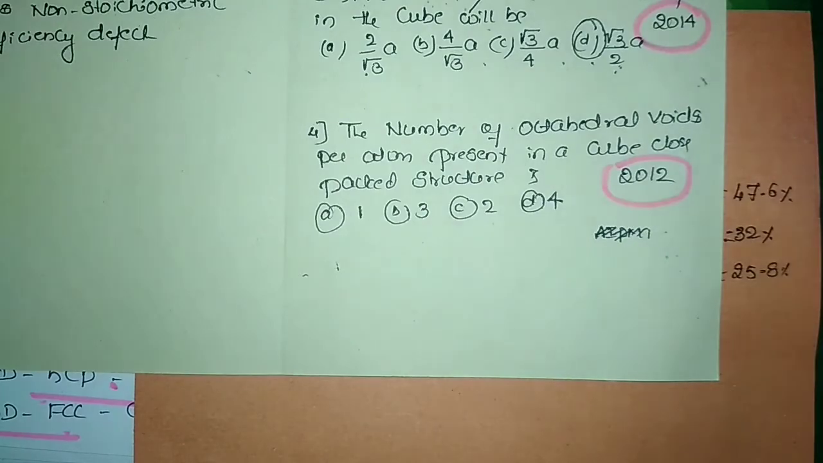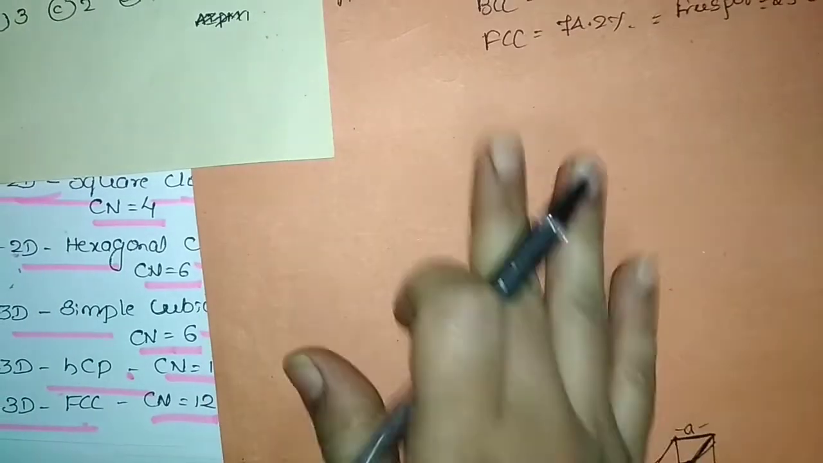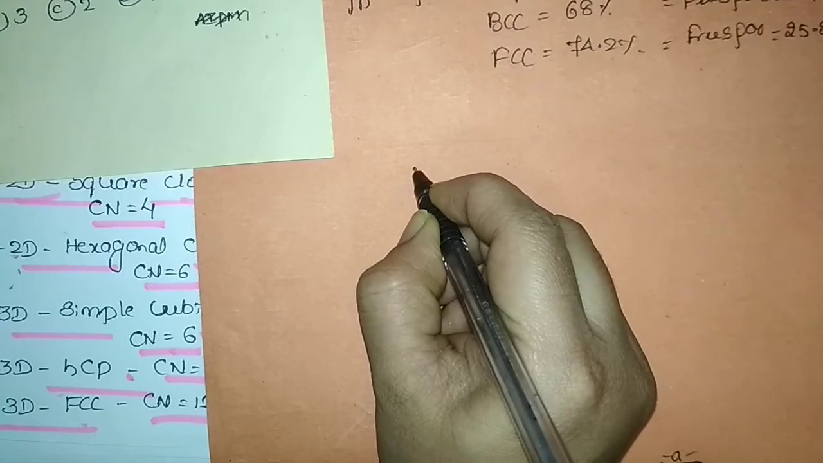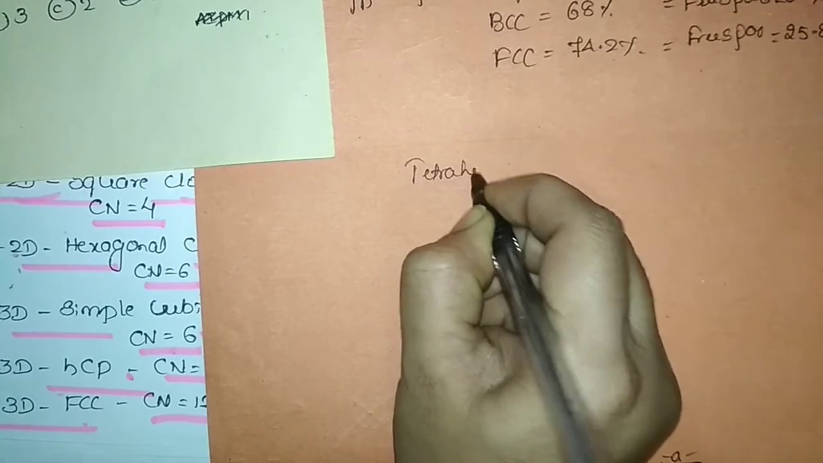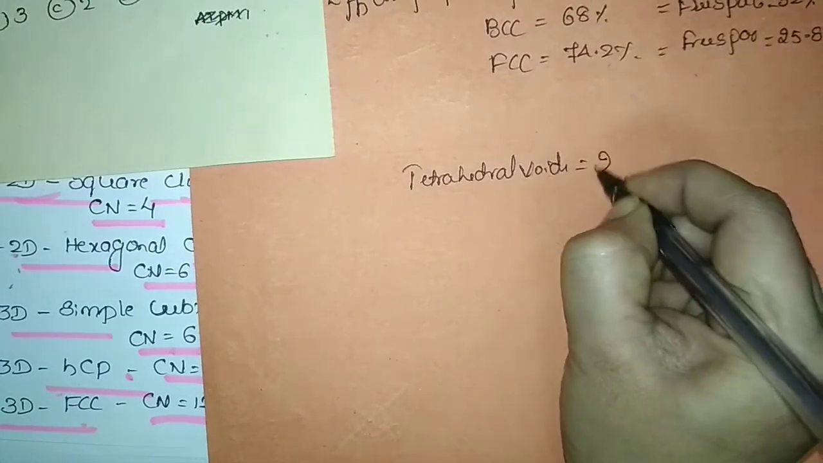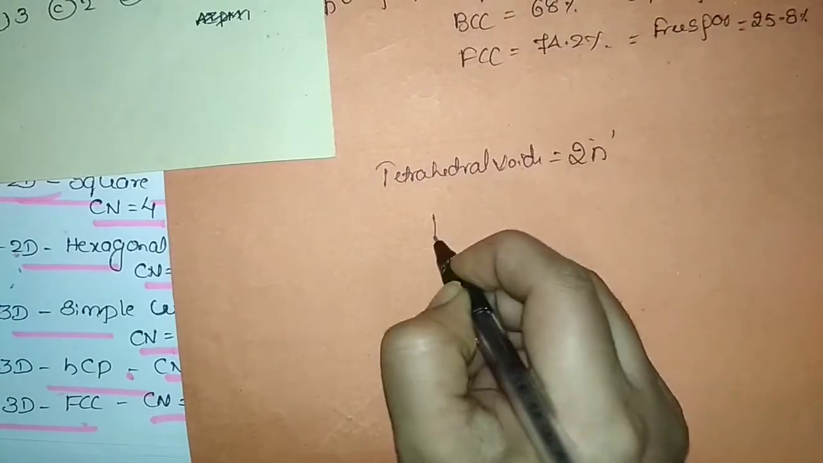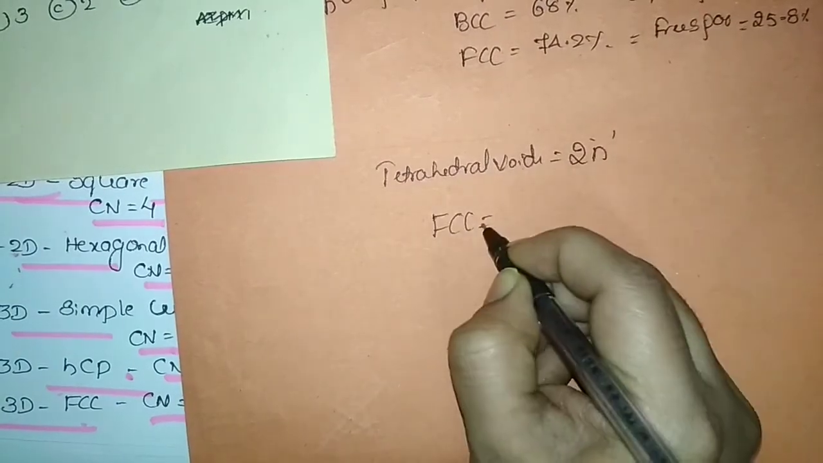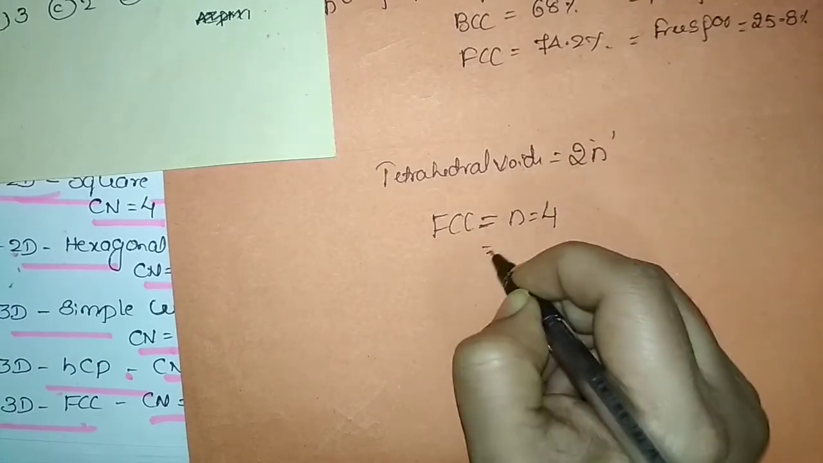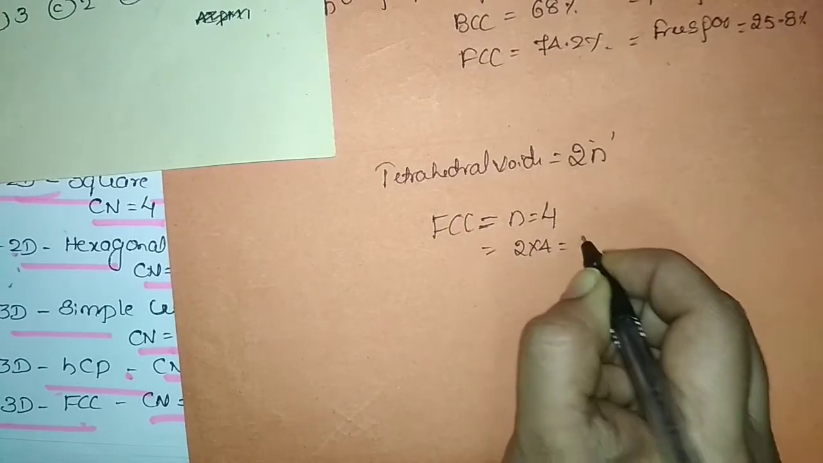See, in any cubic structure, the number of tetrahedral voids is equal to twice the number of atoms. For example, we have an FCC. What is the number of atoms in case of FCC? It is 4. So the tetrahedral voids will become how much? 2 into 4, that is 8.